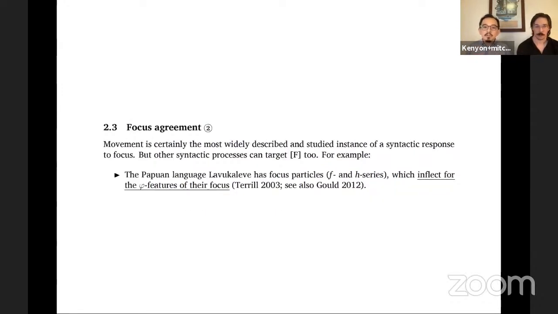The second empirical phenomenon I want to highlight is focus agreement. So movement is not the only type of syntactic reference to focus that exists. In fact, phi agreement can target focus as well. And I want to here highlight some data which is, to our knowledge, not very well known or discussed from the Papuan language Lavukaleve, which has certain focus particles which inflect for the phi features of their focus.